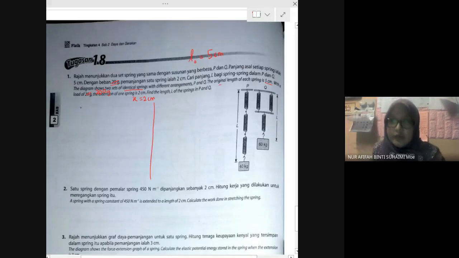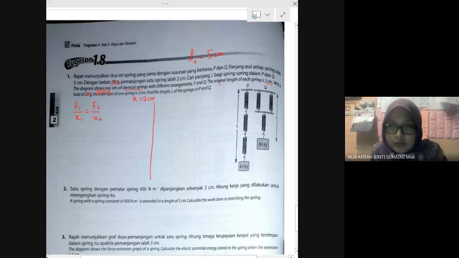Okay. Kalau soalan keluar macam ni, kita guna ratio. Kita boleh guna ratio. Tak payah cari K. No need to find K. So for this one, two different load, different arrangement of spring, we use this one: F1 over X1 equal to F2 over X2.